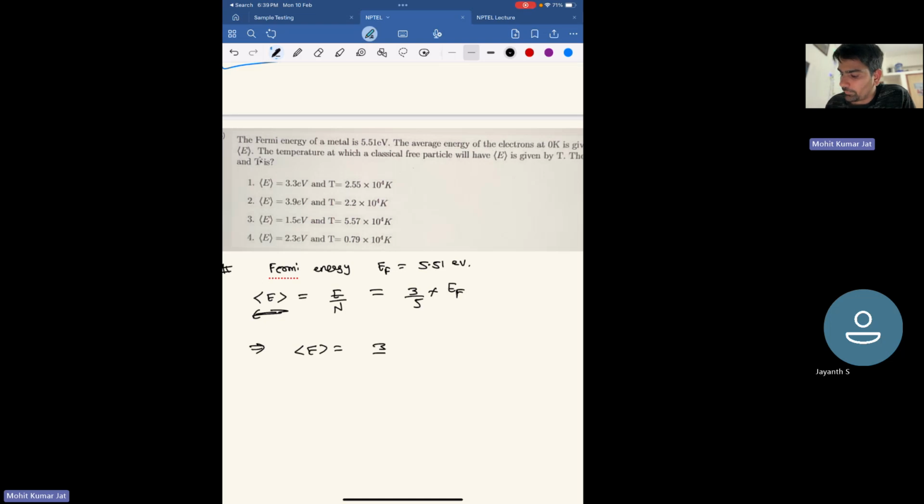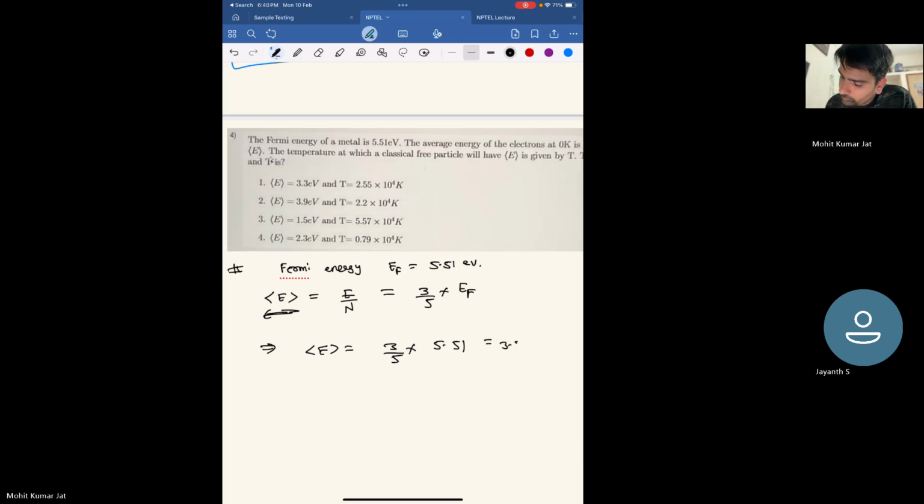So 3 by 5 times 5.51. 5.51 times 3 divided by 5 will give me 3.306 eV. That directly tells me that the answer is option A, but we have to compute the temperature also.